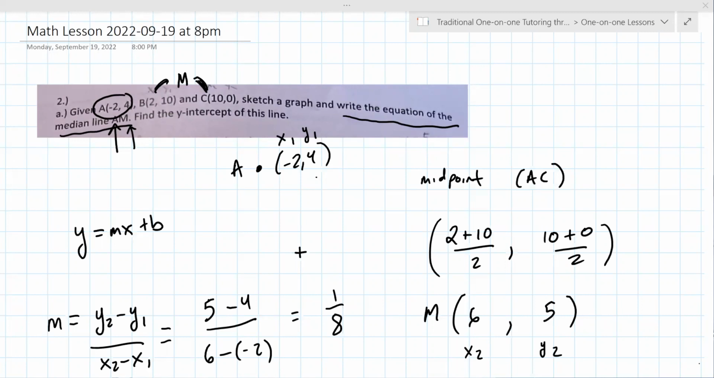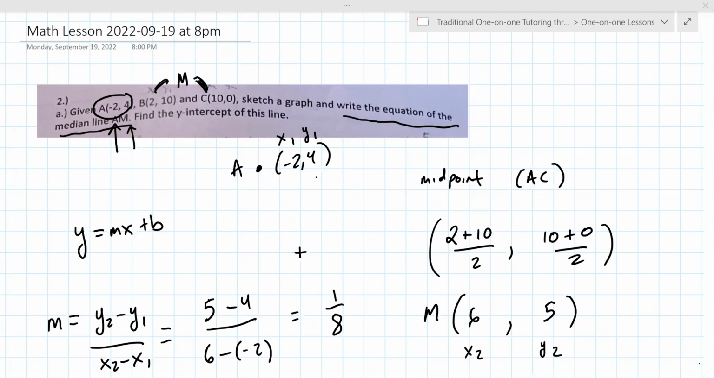And C is (10, 0). Okay. All right, so this one I actually do need to graph in. So we're going on to the next one here.